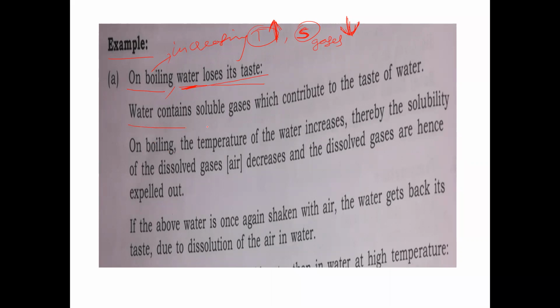Water contains some soluble gases which contribute to the taste of water. The water has some taste because of dissolved gases. But when you boil, the dissolved gases from the water escape. On boiling, the temperature of the water increases, thereby the solubility of the dissolved gases decreases. Whenever temperature increases, solubility of gases decreases, and the dissolved gases are hence expelled out, meaning released out. They will come out of the water.